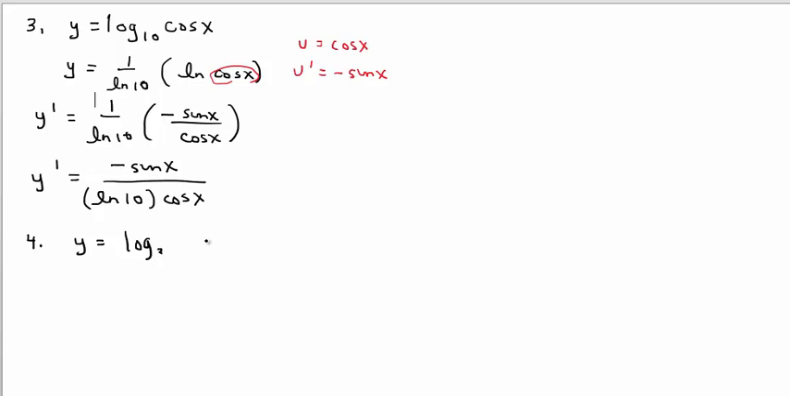Okay, now we're going to step it up a level. I'm still going to do the change of base. So it's going to be ln of this value divided by ln of 3. So I'm going to pull out the 1 over ln of 3. And I'll be left with the natural log of this expression.